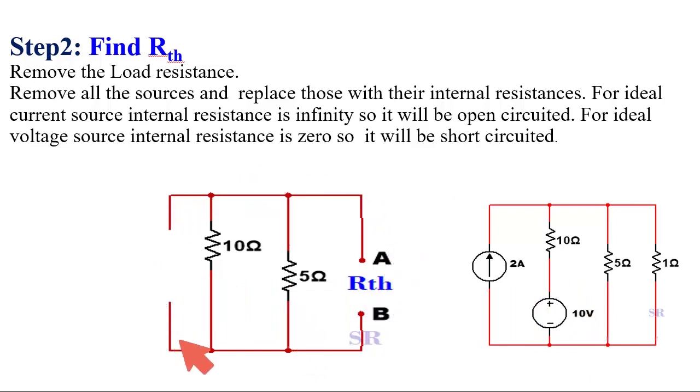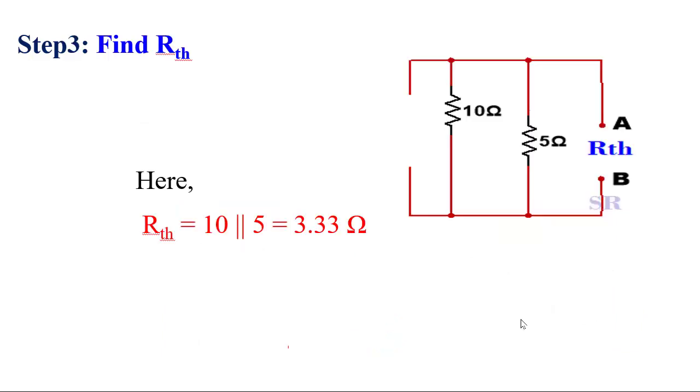So this circuit is to find RTH. The resistance between these two points A and B is RTH. What will be the value of this resistance? To find the value of RTH, we need to check whether the resistances are in series or parallel. In this case, 10 ohm and 5 ohm are in parallel. So ultimately RTH is the parallel combination of this 10 and 5, and we got 3.3 ohm resistance.